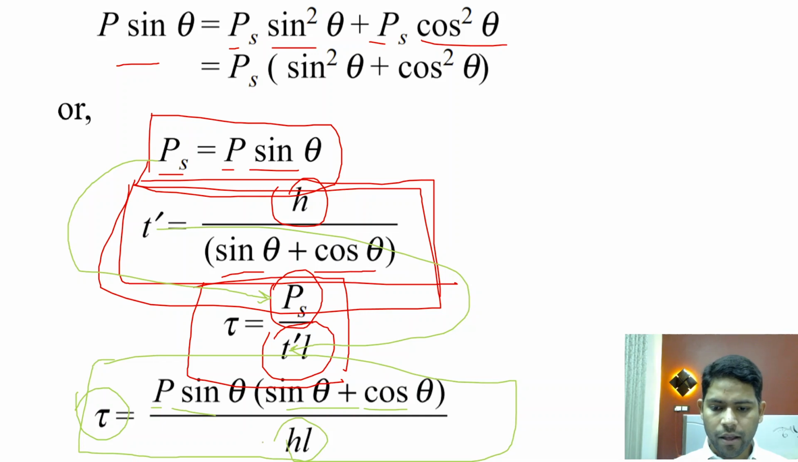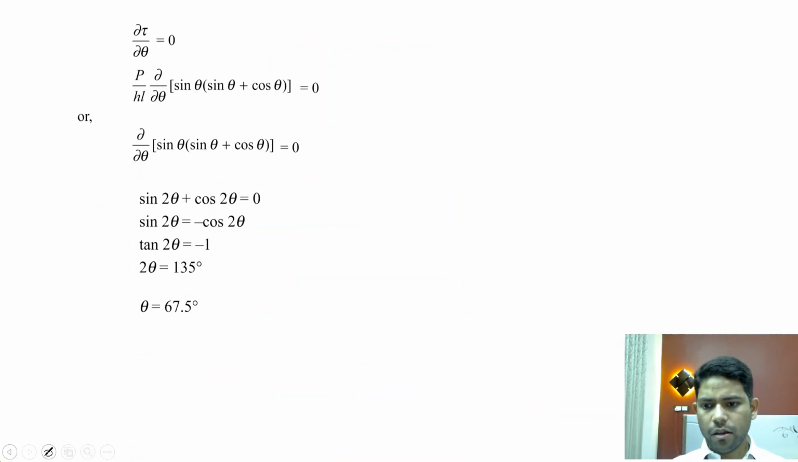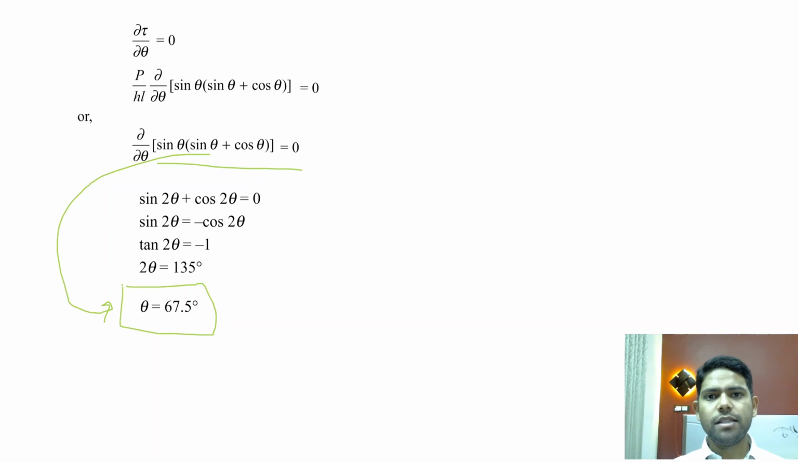Now our idea in the beginning was to write an equation for shear stress in terms of theta, so that we can differentiate this equation and equate it to 0 in order to get the value of theta where the maximum shear stress is induced. What is theta? Theta is basically the inclination of the plane with the horizontal, or the leg dimension, where the maximum shear stress is induced. So we will differentiate this equation and equate it to 0. When we do, we will get the value of theta as 67.5 degrees, which is the same as I told you in the starting of this lecture.